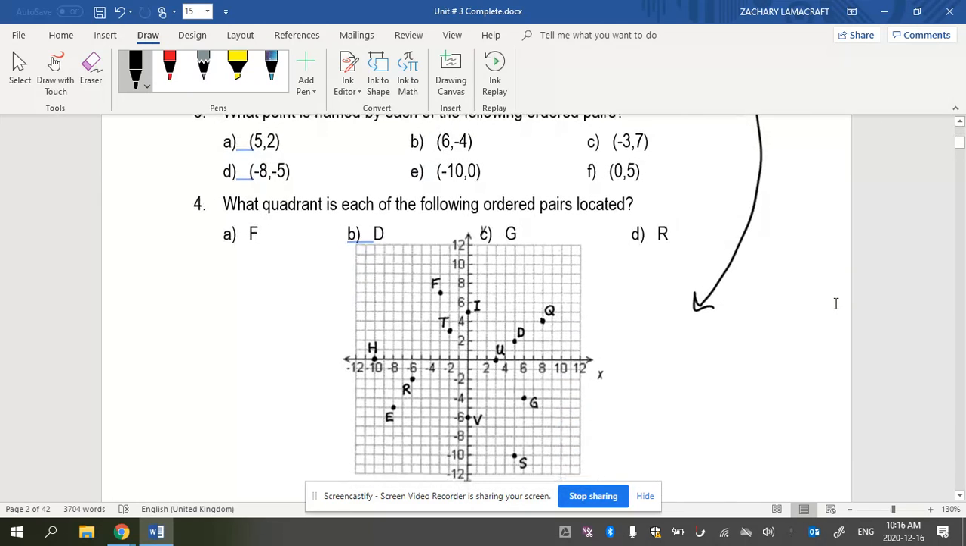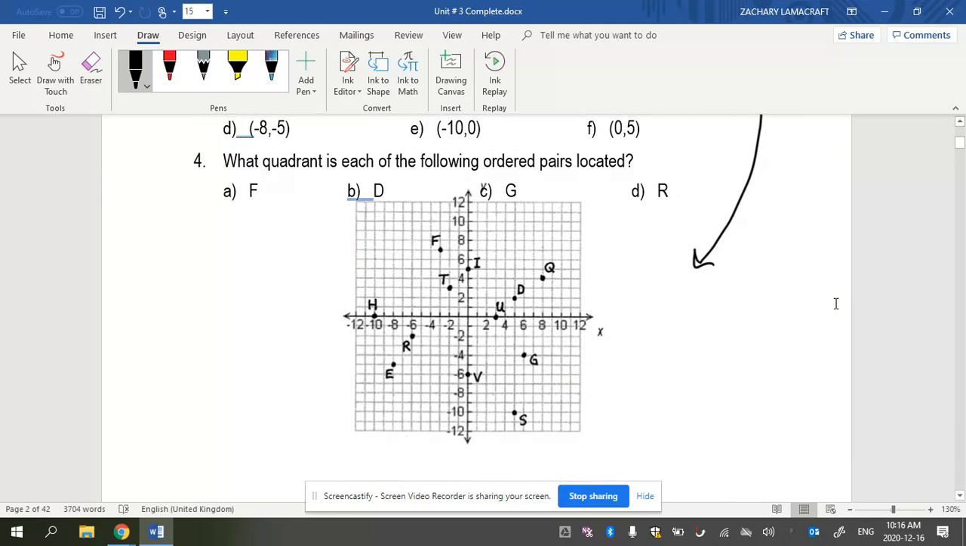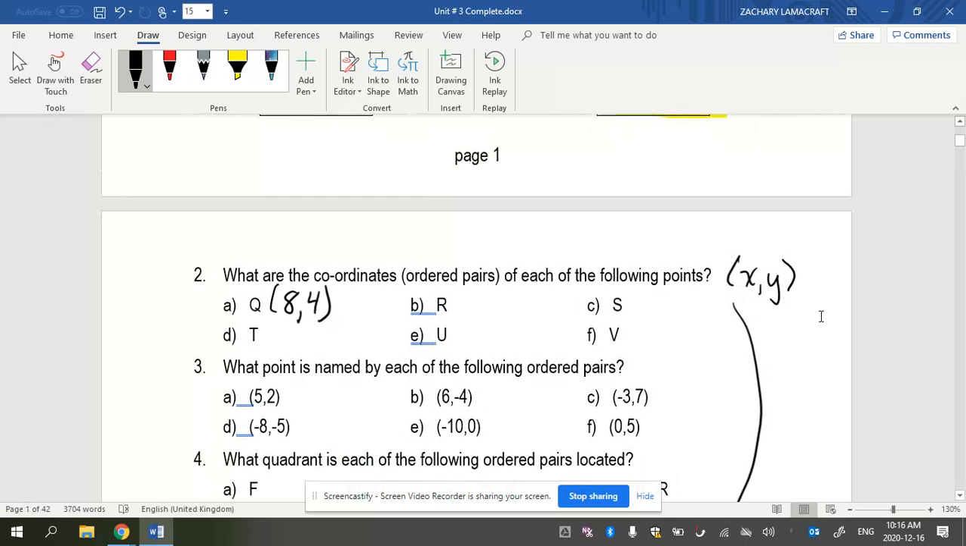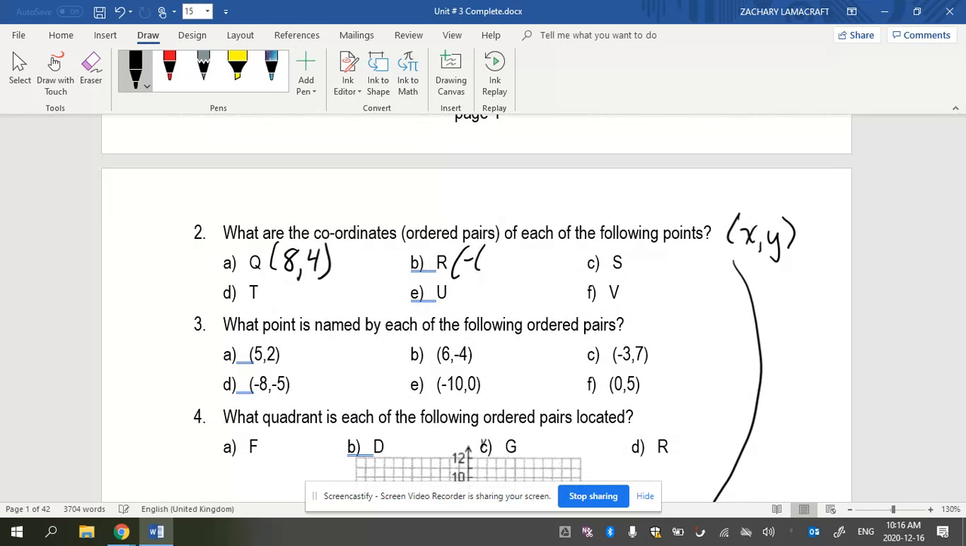If we look at R, which is over here, we first need to look at our x-axis. And if we scroll across our x-axis, we see it's at -6. And if we look at our y-axis, we see that it's at -2. So we would write -6 and -2. Okay.